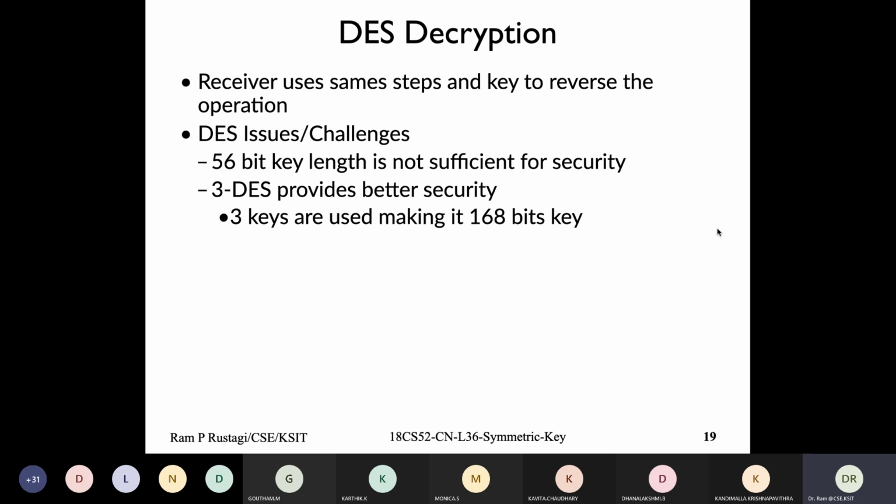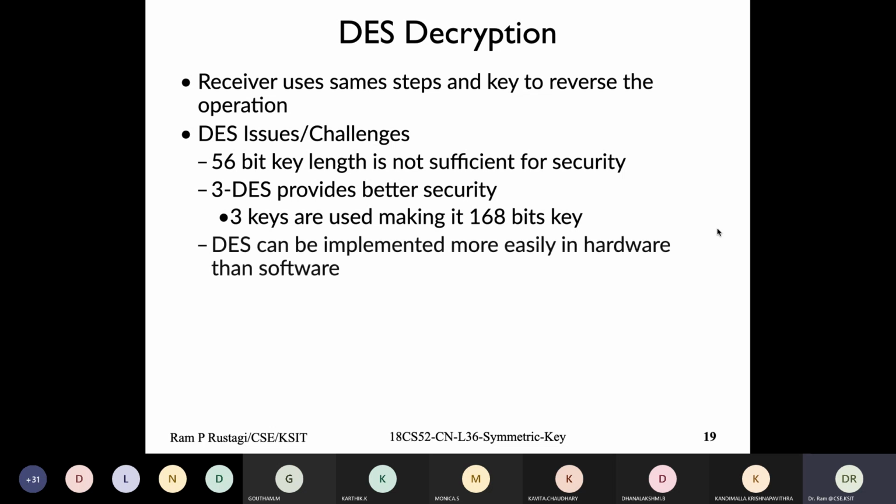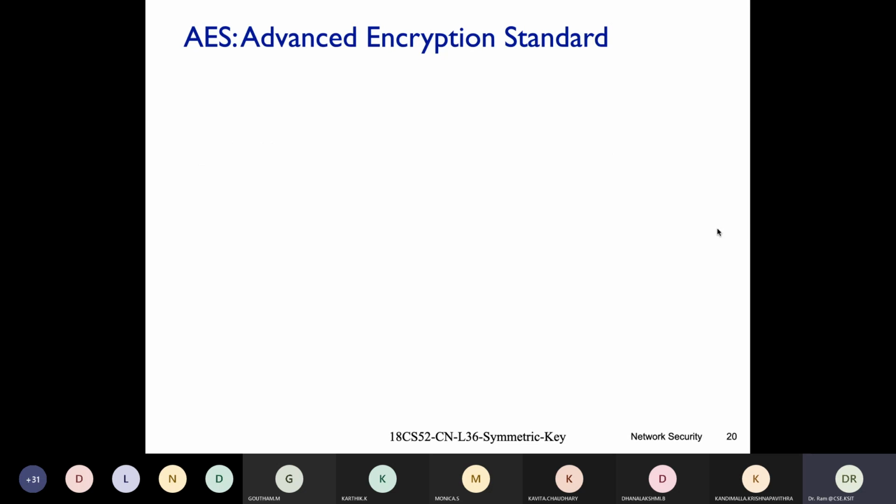Let's move to 3DES. Again, this is still not trusted that much, and by default today we use a different encryption algorithm called AES. The beauty of DES is that because we are doing bit manipulations, it can be done more efficiently in hardware than in software.